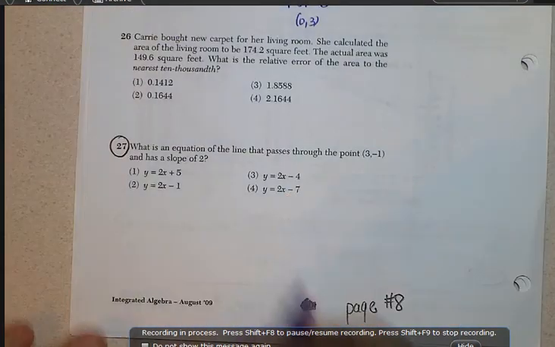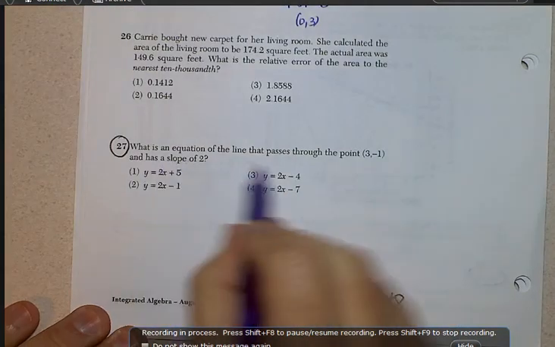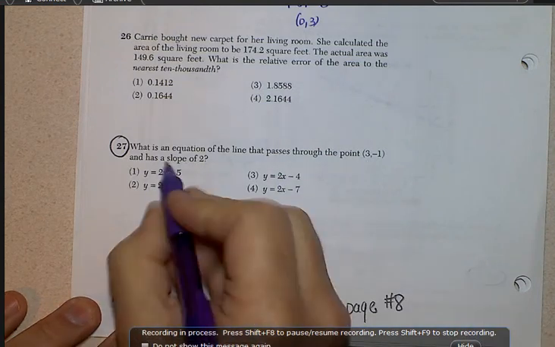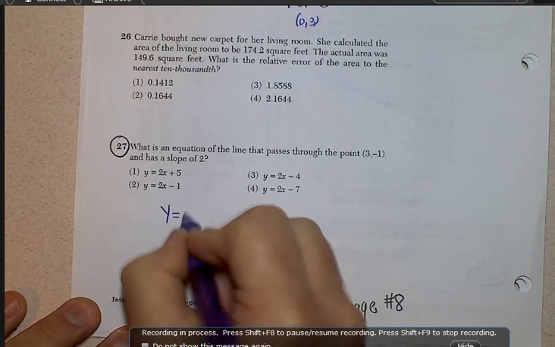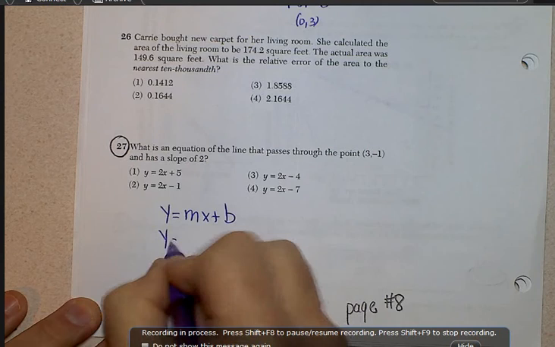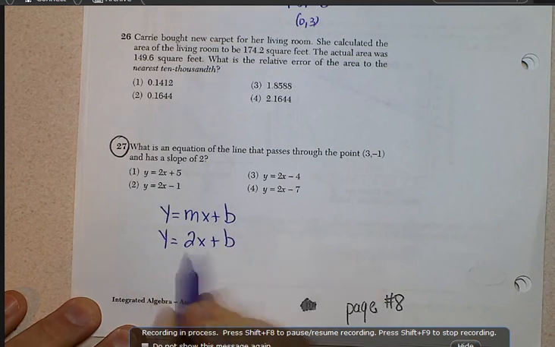Question 27. What is the equation of a line that passes through the point (3, -1) and has a slope of 2? All right, first of all, we have to remember that the equation of a line is y = mx + b. So if it has a slope of 2, this is what we're talking about: y = 2x + b.